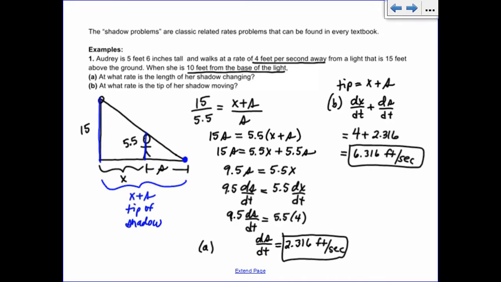Okay, so her shadow is changing in size, but she's also walking or running or whatever. So that's moving the tip of the shadow as well. Yes, do you get it? It's kind of weird. That's what people don't like about these.